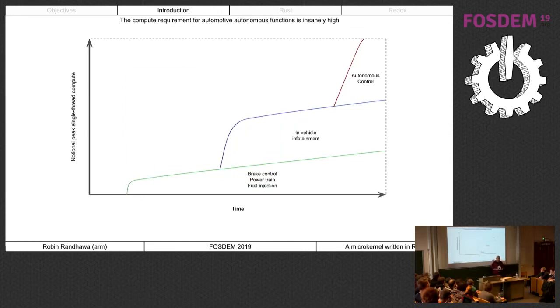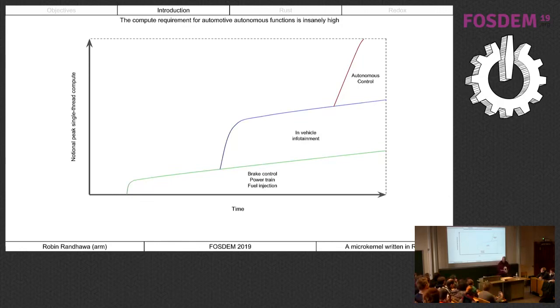notional trend system of the kind of compute in terms of nominal peak single-threaded compute required in automotives over the years, right? I'm not putting anything absolute over here because people read too much into any slide I put in an open audience with my ARM T-shirt here, right? So this is just notional stuff.